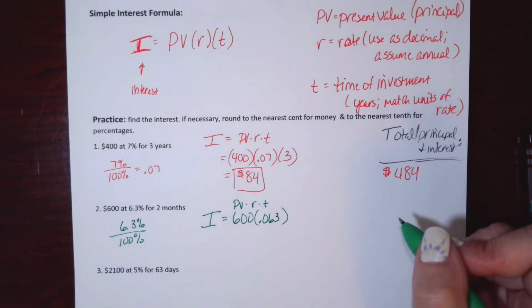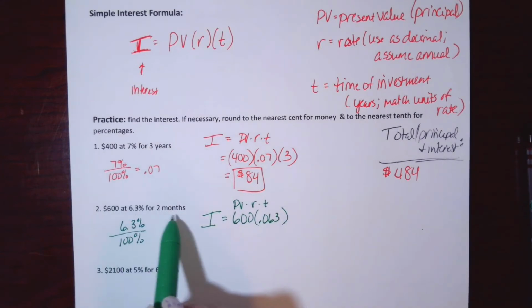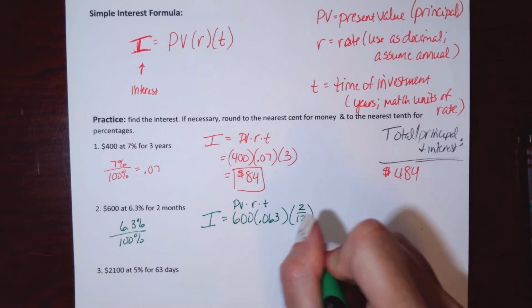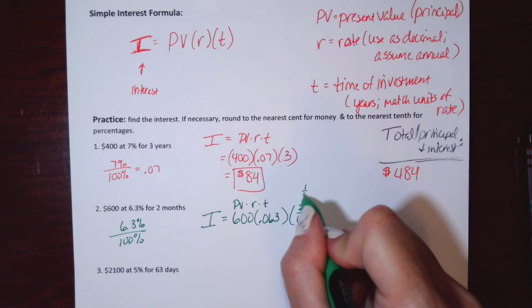How many months are in a year? Because we need our rate we assume is annual, so we need our term in years. Well, there are 12 months in a year, so that's 2 months out of 12, 2/12ths of a year. I could simplify that to be 1/6.